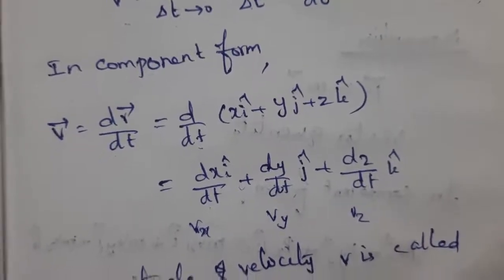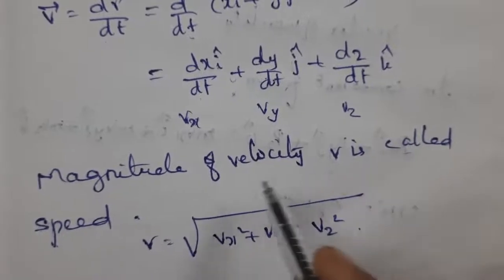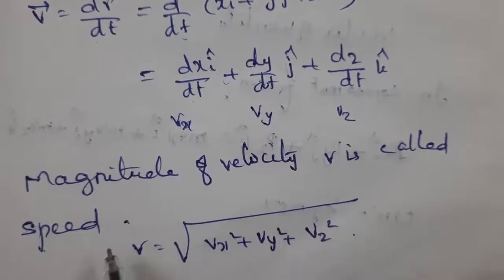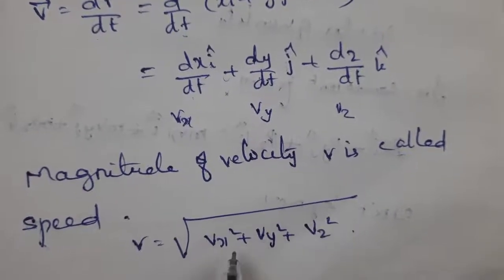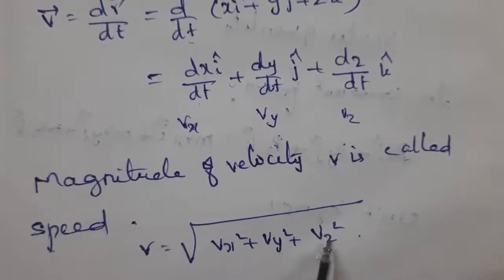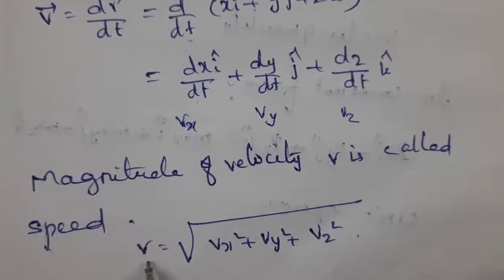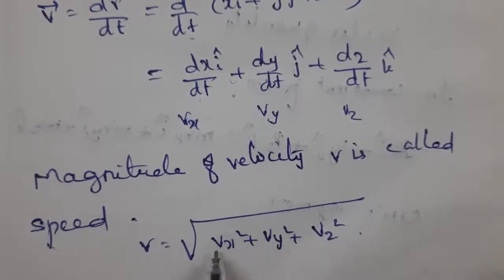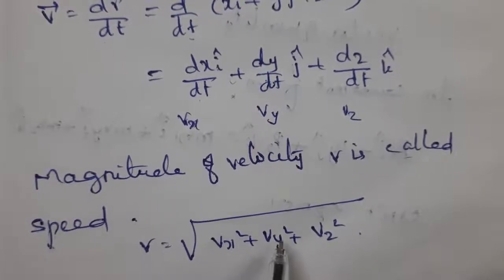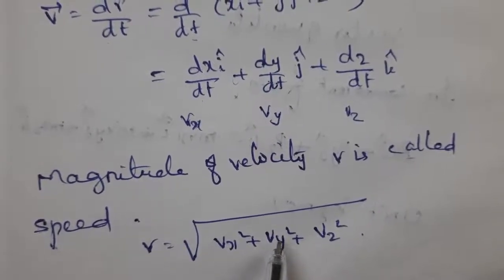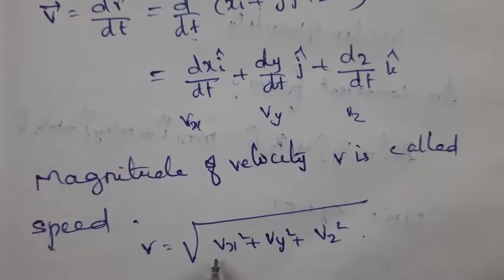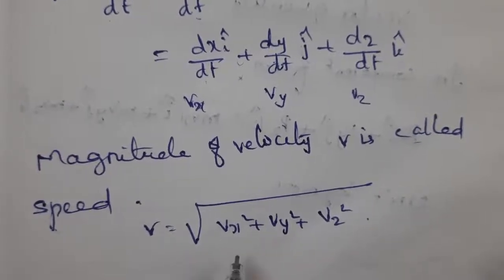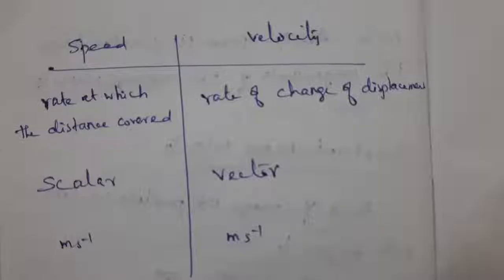Okay. So now the magnitude of velocity v is called speed. What is that? v is equal to square root of vx square plus vy square plus vz square. Here the speed is a scalar quantity. But the unit of speed is the same as that of velocity, meter per second.